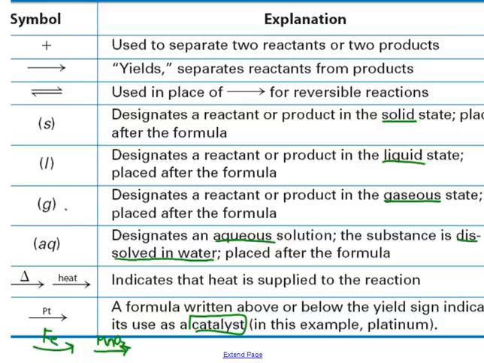What you should not write, unless it's very, very vague, is just CAT or catalyst over the arrow. That is not adequate, because most often you will be told specifically what the catalyst is. So just writing catalyst or cat over the arrow is not good enough.